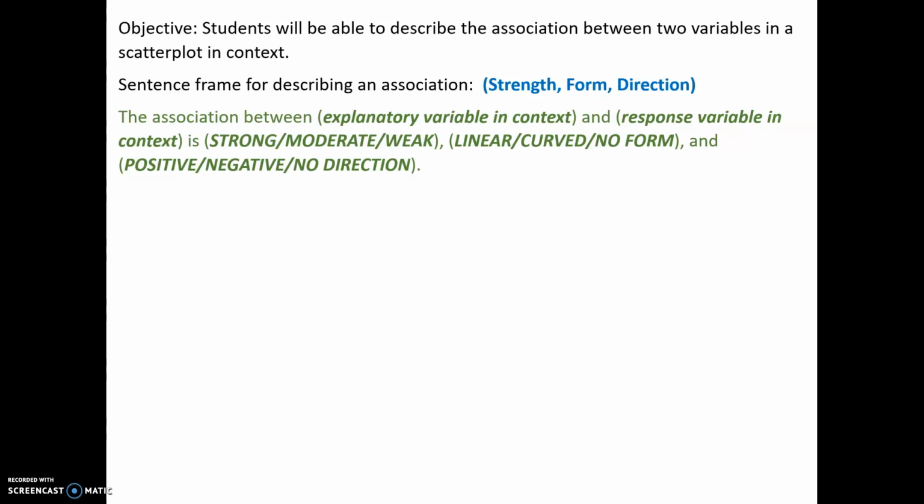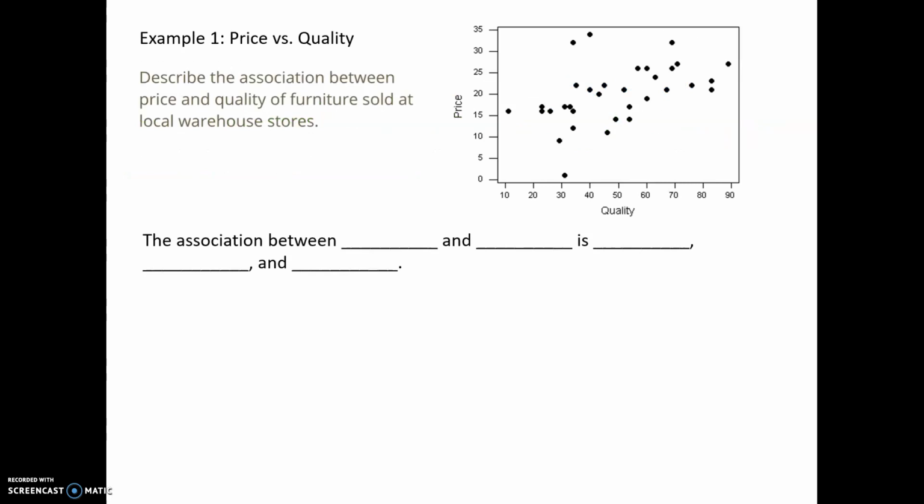All right, so here we go. Let's take a look at example 1, price versus quality. Take a look at the question. Describe the association between price and quality of furniture sold at local warehouse stores. So the first two blanks, the association between blank and blank, are right out of the problem: price and quality of furniture. Okay. And now when we look at this, remember what we want is strength, form, and direction.